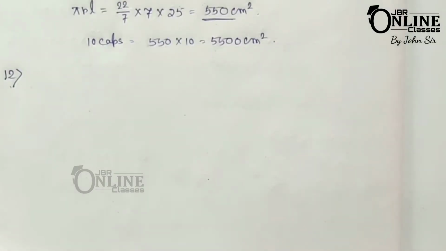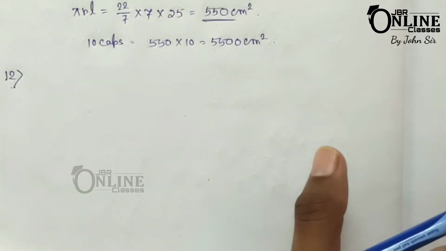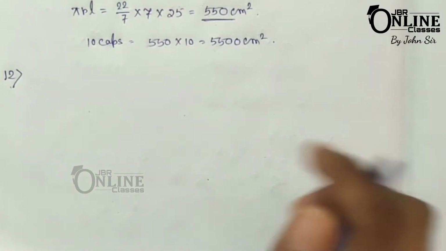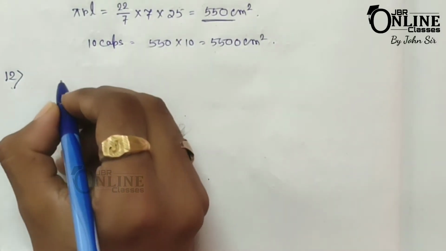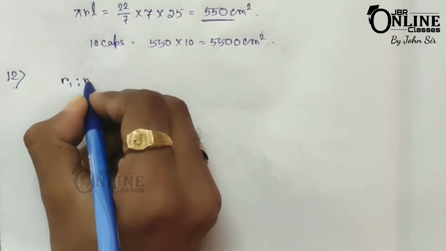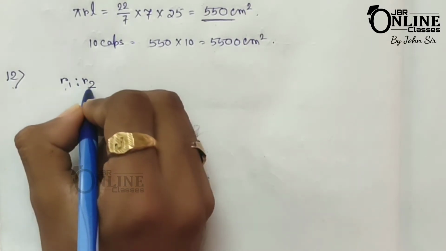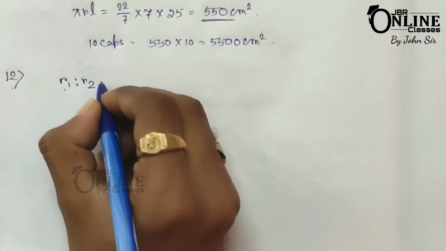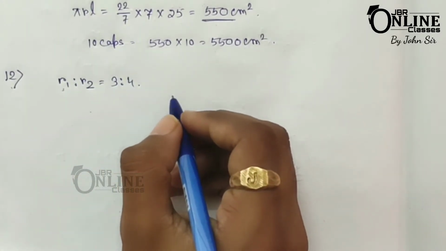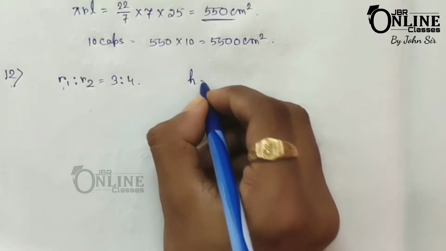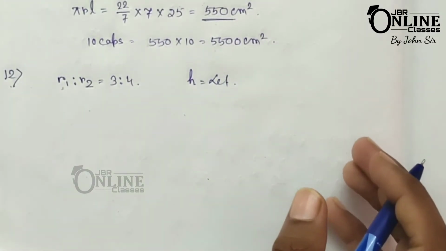Now sum number 12. Sum number 12 is a very long question. There are three parts. In the first part, the ratio of the base radii of two right circular cones of the same height is 3:4. That means R1 is to R2. If R1 is the first radius and R2 is the second radius, then the ratio of these two radii equals 3:4. Then find the ratio of their volumes. Let h be the height of both cones.